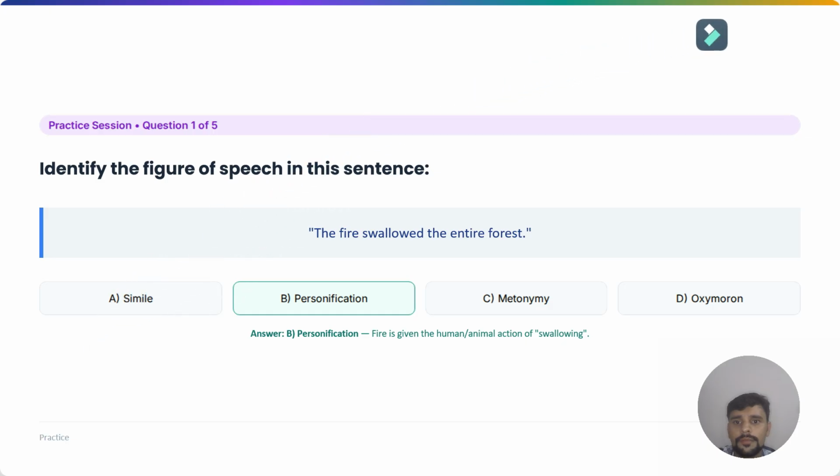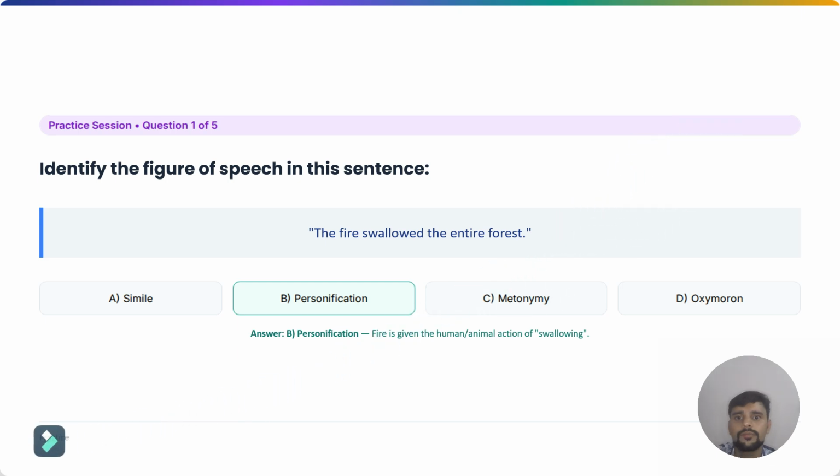Let's analyze it. Could fire literally swallow? No. Swallowing is an action associated with living beings, particularly humans or animals. The writer has given fire an action that normally belongs to a living creature. Therefore, the answer is personification.